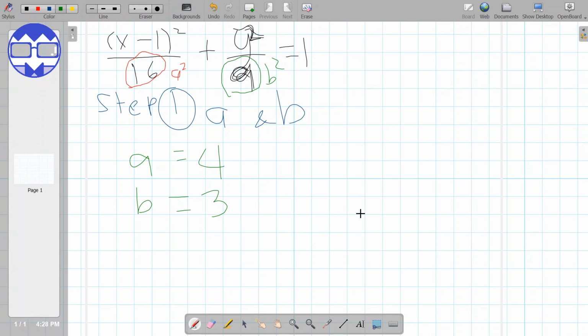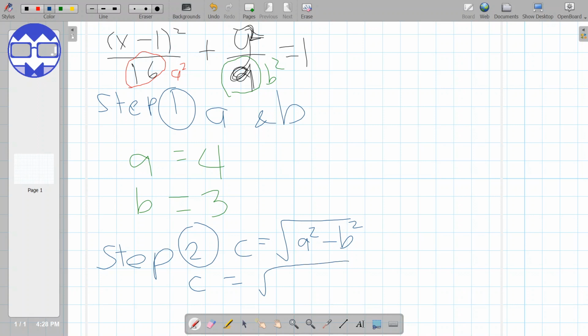Next step is to find c. Again, we need to find a, b, and c. To find c, we use the Pythagorean formula. So we have c equals the square root of a squared, which is 16, minus b squared, which is 9. So 16 minus 9 is 7. So we have the square root of 7. So our c is the square root of 7. I'll just write c: c is the square root of 7.